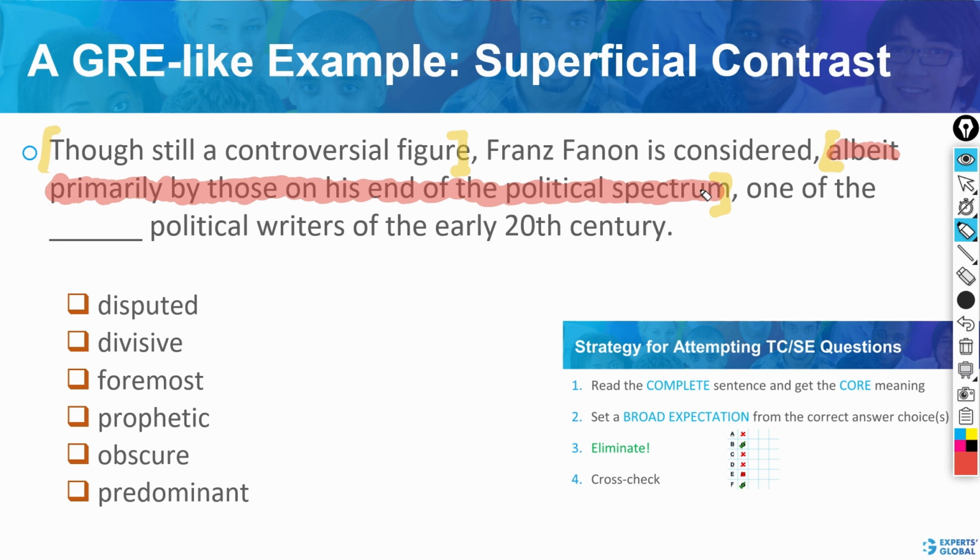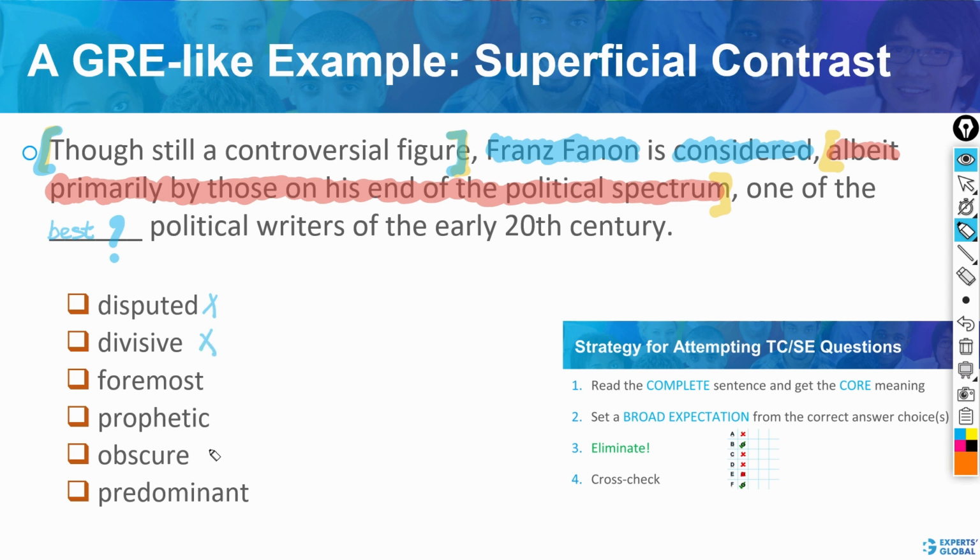The core meaning is that this person is considered one of the, something on the lines of, really good political writers of the early 20th century. And all of this is despite this aberration here. So our broad expectation from the correct answer choice needs to be something on the lines of best, one of the best political writers of the early 20th century. So all the answer choices which have a negative meaning can be very comfortably eliminated.